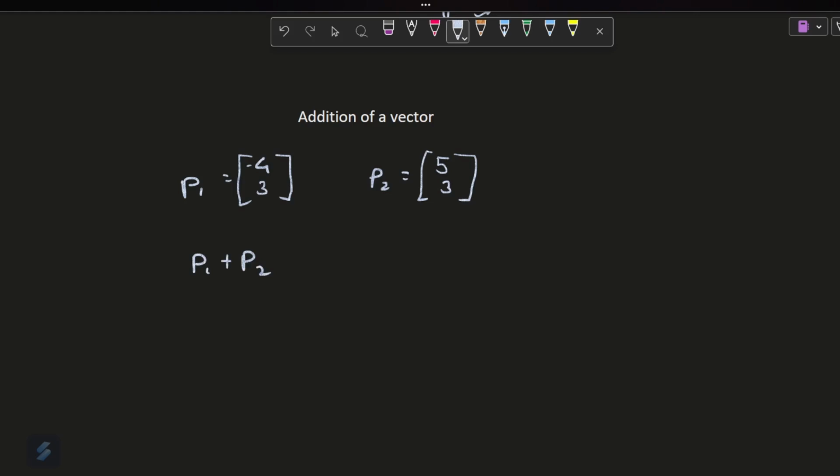This is minus 4, 3 and 5, 3. So when we do the addition of vectors, we take minus 4, 3 plus 5, 3. When we add these two vectors in simple form, minus 4 plus 5 is nothing but 1, and 3 plus 3 is 6. This is a simple addition.